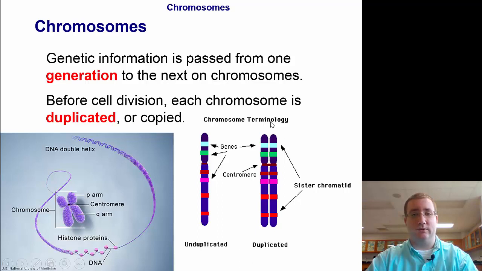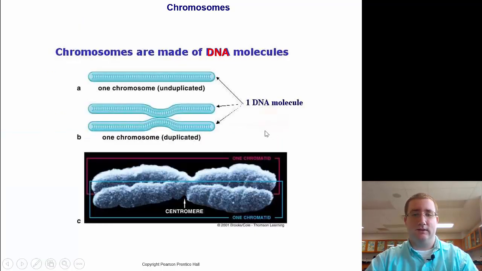You need to duplicate your chromosome, because when it divides, each new cell is going to get half of the duplicated chromosome. So half of these identical copies will go to one cell, half will go to the other cell.